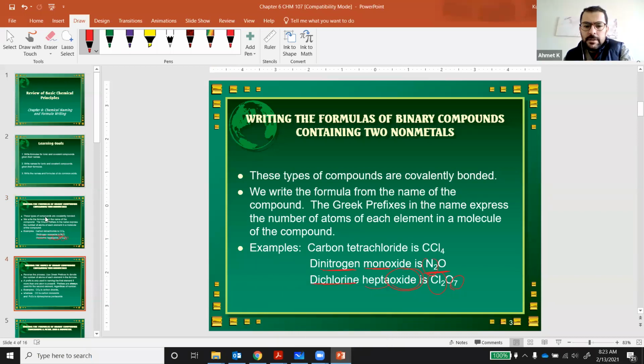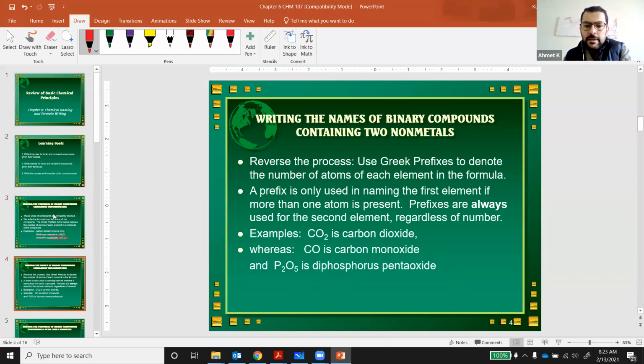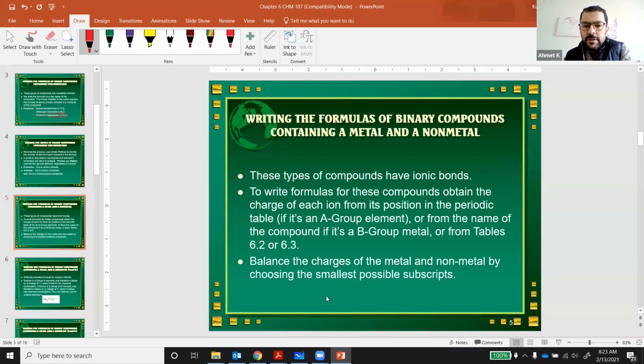Okay, very good, guys. So let's move on. And again, these are some other examples that we just talked about: carbon dioxide, carbon monoxide, diphosphorus pentaoxide. You know, you have the name. So now we're going to actually move on. Again, these are non-metal to non-metal.